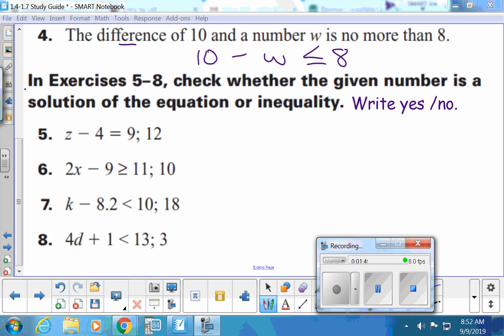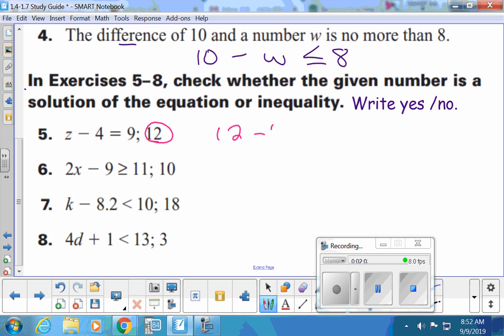Alrighty, we are on number 5. On number 5, what you want to do is take the number after the semicolon, put that number in for the variable. So is 12 minus 4 equal to 9? No. 12 minus 4 is equal to 8. No on number 5. Number 6, you're going to put your 10 in for x. Is 2 times 10 minus 9 greater than or equal to 11? Well, it's 11, so it's equal to 11. I'd say yes.